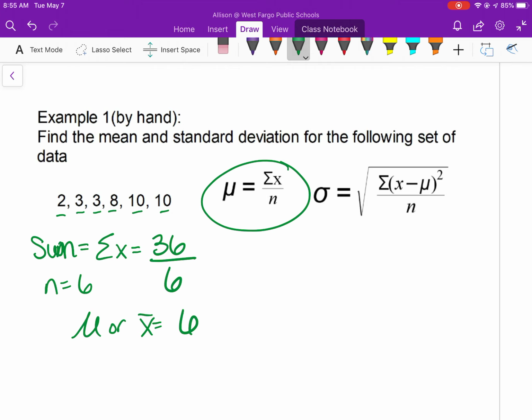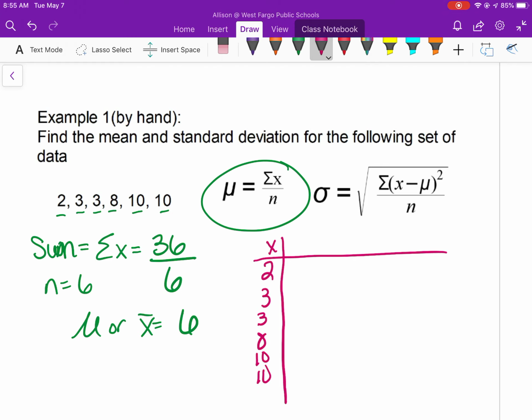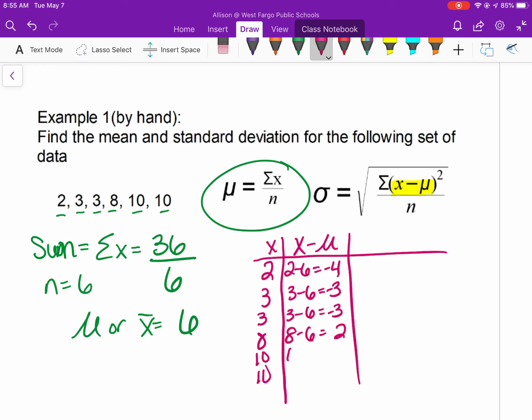6, 36 divided by 6. Then to find the standard deviation, I like to keep my work organized in a table because I have to take my x's, all of my x's here, and then I have to take each x and subtract the average. That's what the inside of the parentheses is. So 2 minus 6 would be negative 4. 3 minus 6, negative 3. 3 minus 6, negative 3. 8 minus 6 is 2. 10 minus 6 is 4. We have 2 10s. And then I have to square it.